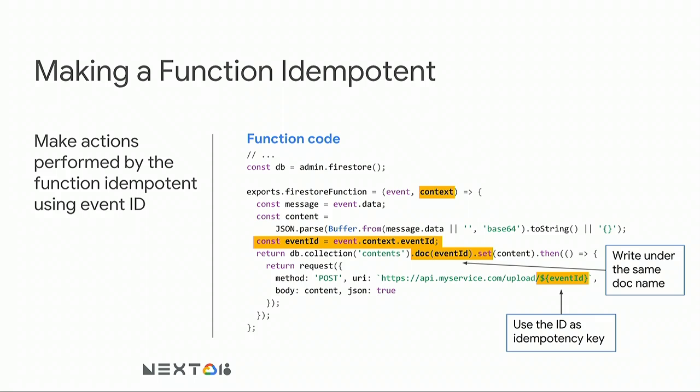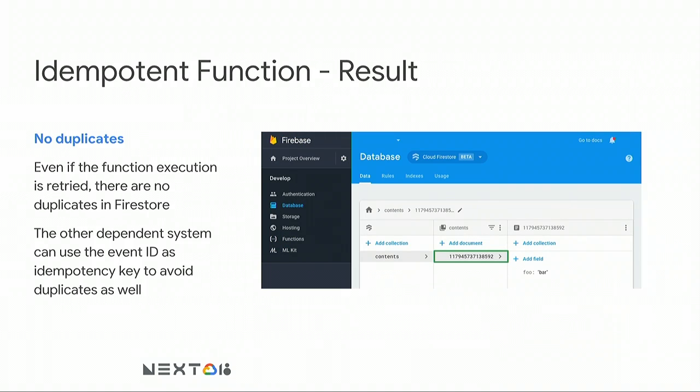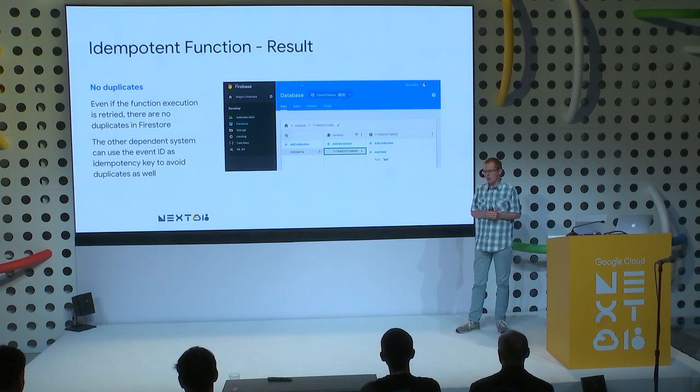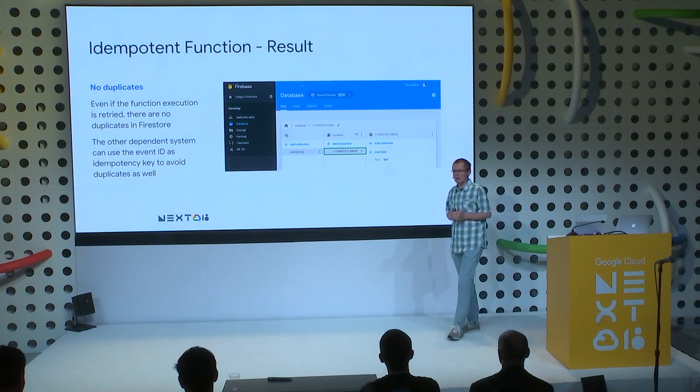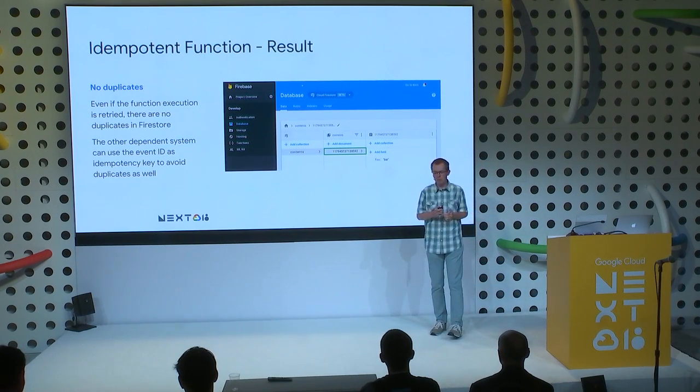Similarly, some other systems also support so-called idempotency keys. And if the system that you use supports them, you can use event ID as the idempotency key. As a result, we no longer observe duplicates in the Firestore, and similarly, we wouldn't observe duplicates in other systems to which we passed event ID as the idempotency key.